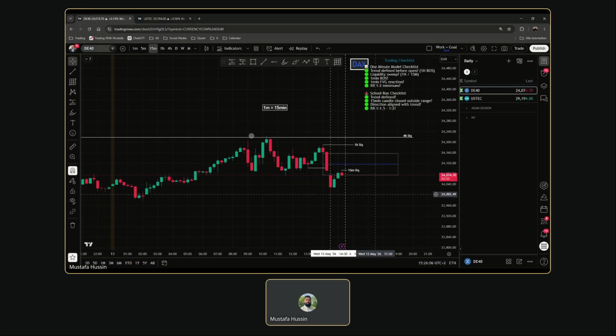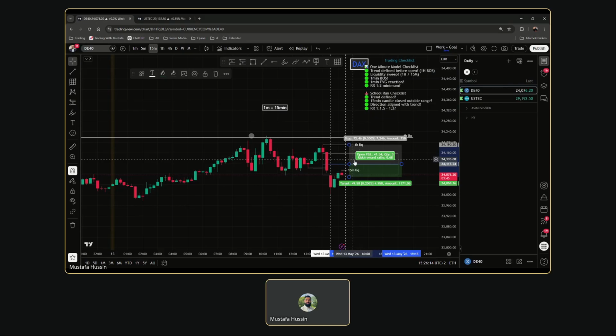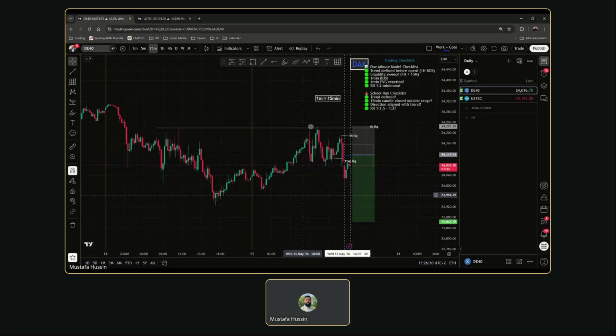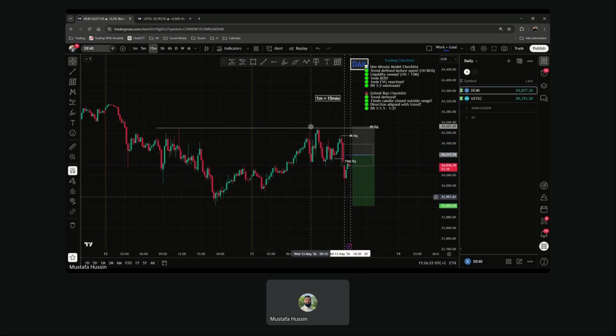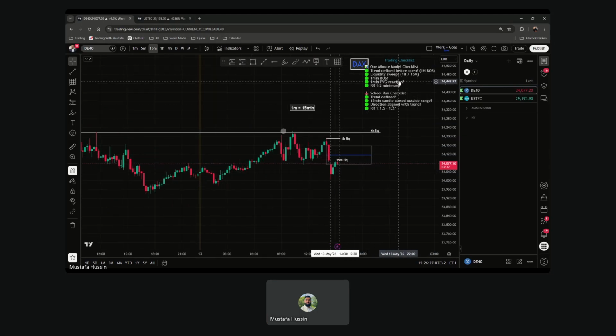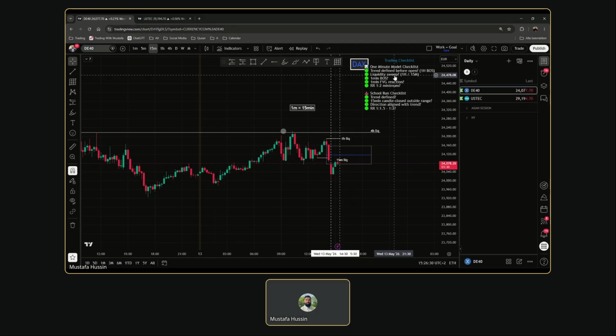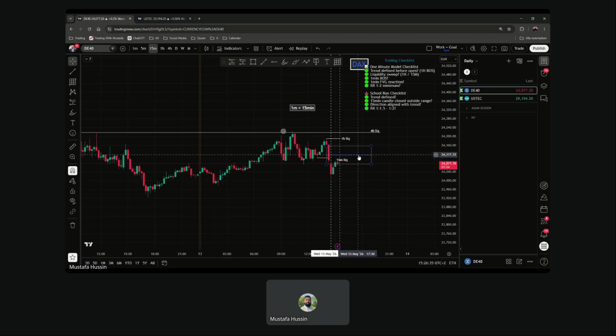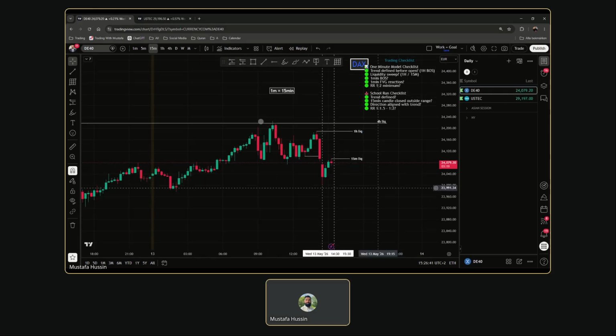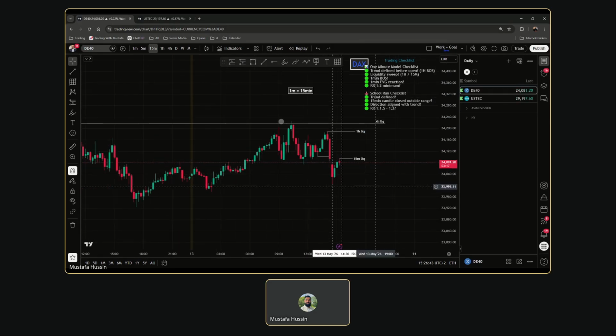So if it reacts to the 15-minute fair value gap right here, putting your stop loss underneath the liquidity areas or this liquidity area, they're marking out. These are higher time frame trades, but still it can give you some good profits. It's the 1 minute model amplified into higher time frames, basically. All right. See what's going to happen today.